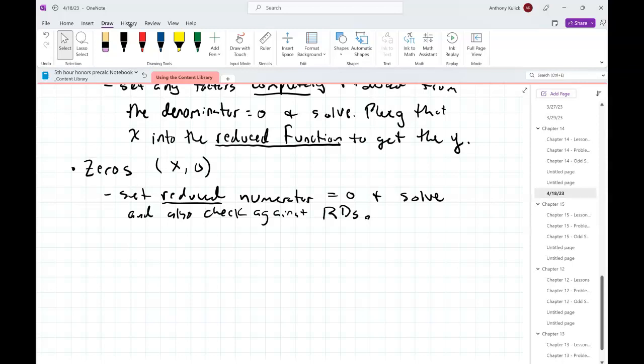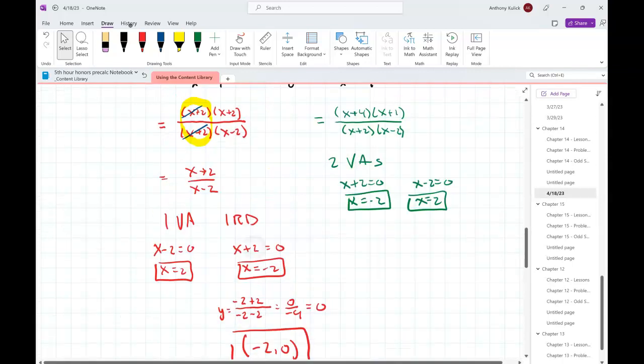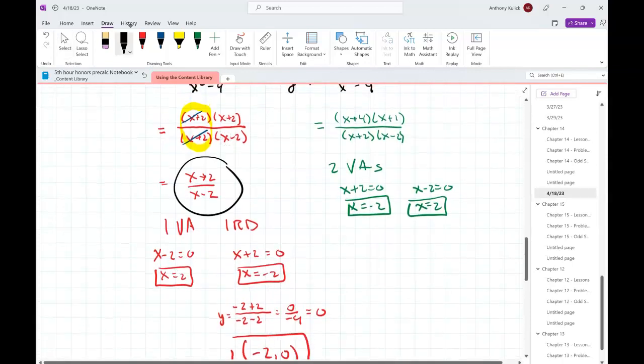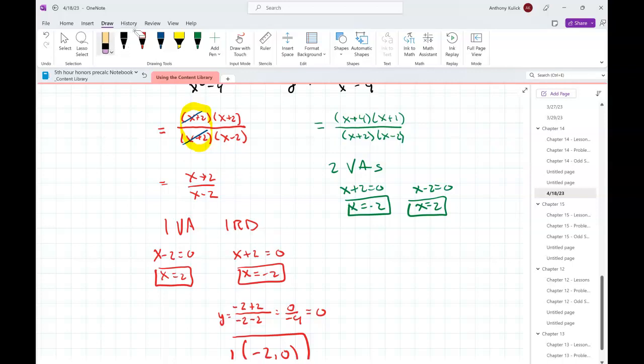So let's add that little context in there, right? So if I looked at this problem here, if I just looked at the reduced, I'd say that 0 would be at -2, but that's the location of my removable discontinuity. So the removable discontinuity supersedes that.